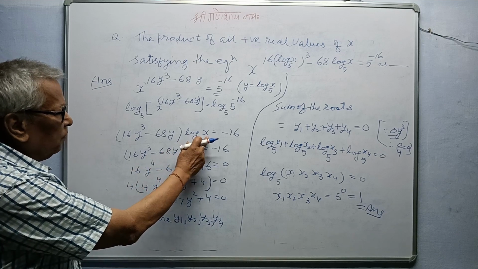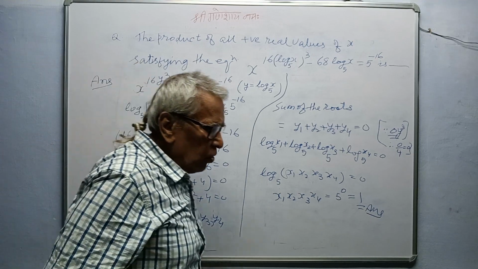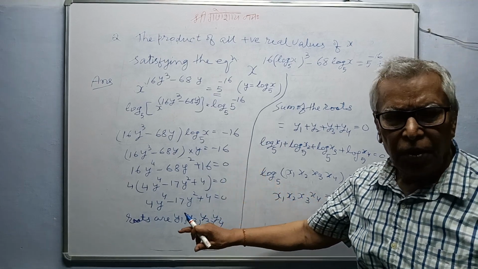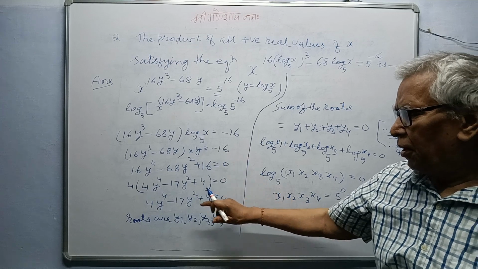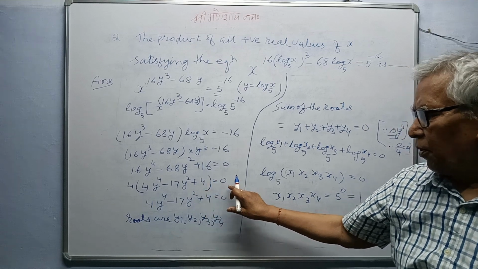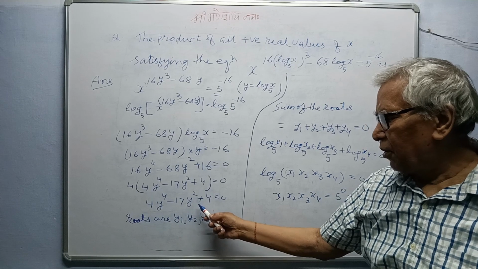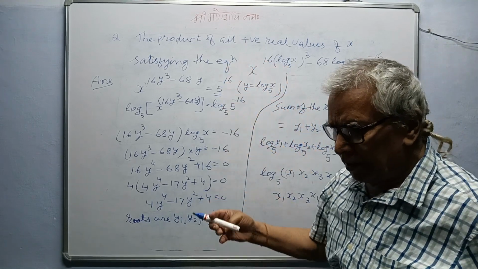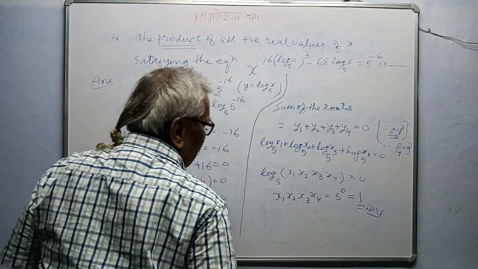So again, log x to the base 5 is equal to y. So 16y cube minus 68y into y is equal to minus 16. So 16y⁴ minus 68y square plus 16 is equal to 0. Taking out 4: 4y⁴ minus 16y square plus 4 is equal to 0. So our equation becomes 4y to the power 4 minus 16y square plus 4 is equal to 0. We have to find the product of all positive real numbers.